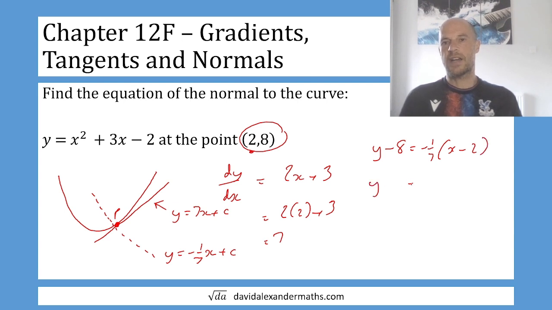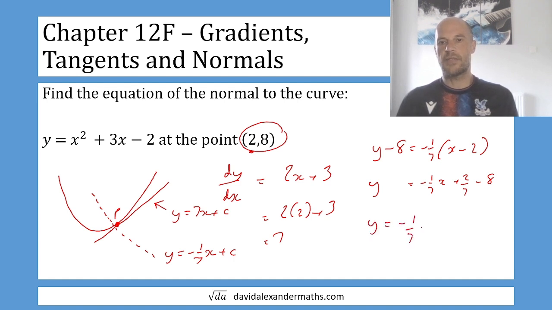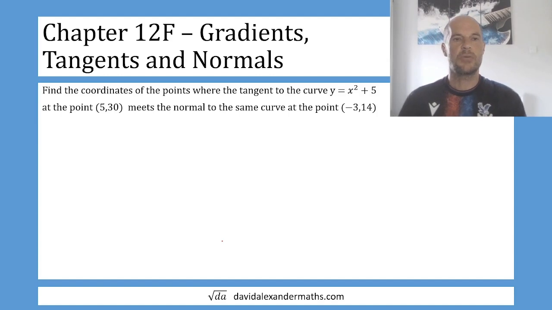So expand the bracket, so y is minus 1/7 x plus 2 over 7 minus 8. And what is 2/7 take away 8? It is minus 54 over 7. So y equals minus 1/7 x minus 54 over 7. Or you can multiply through by 7, so 7y equals negative x minus 54. There we go.